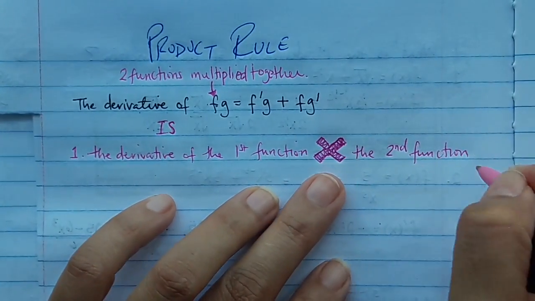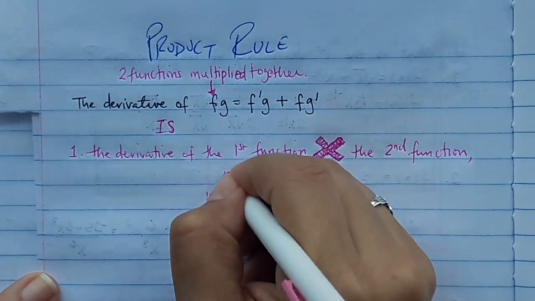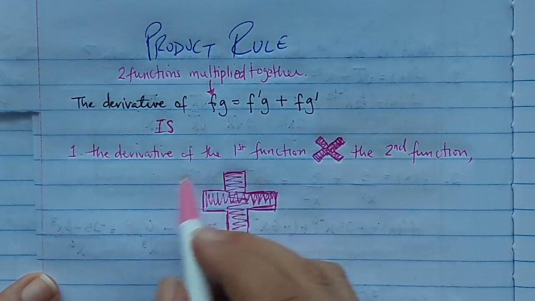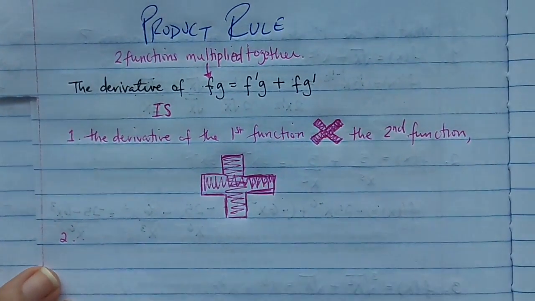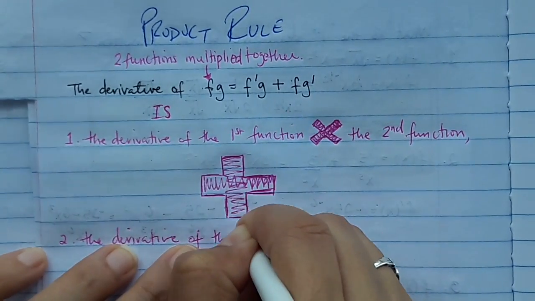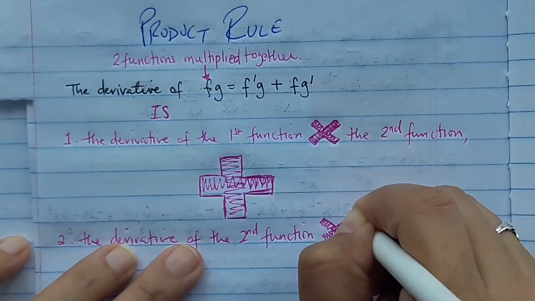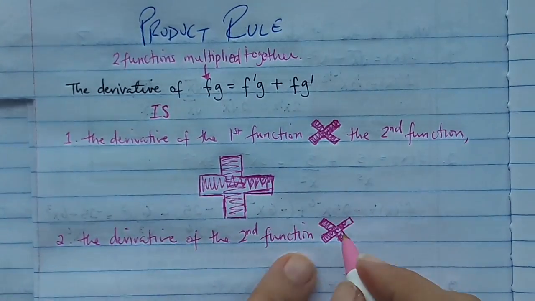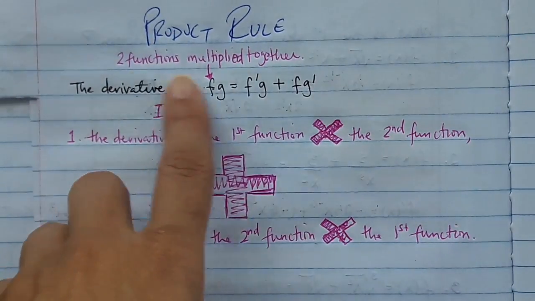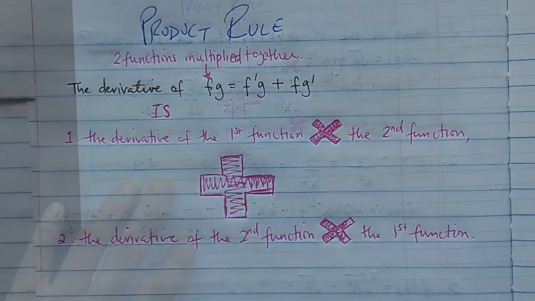And then what we're going to do, we're going to add plus the derivative of the second function, so you see g prime, times the first function, just as it is, not the derivative of it, but just times the first function by itself. This is a listening check. Go ahead and box number 2. So again, two functions multiplied together, derivative of the first function times the second function plus the derivative of the second function times the first function.